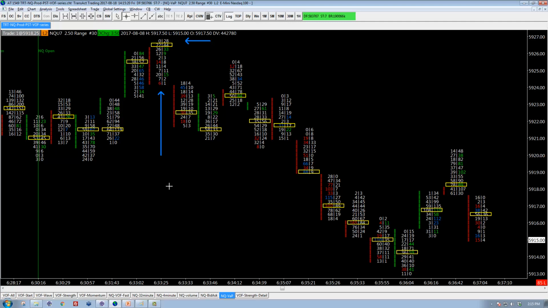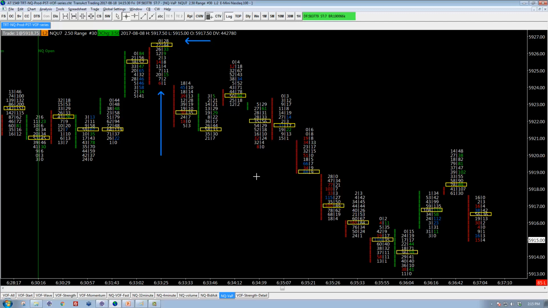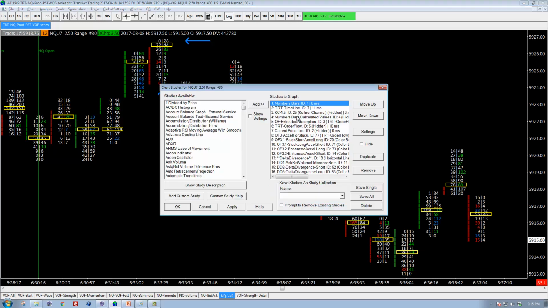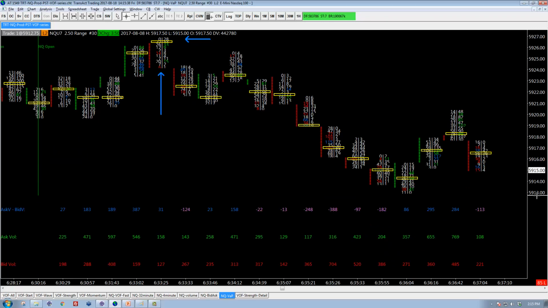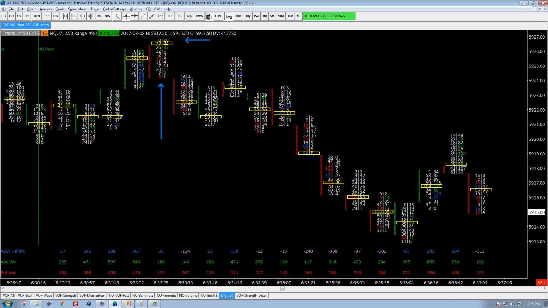amount of buying and selling that occurred at the bid and the ask. To do that, we can very easily see it by using another Sierra Chart built-in study called Numbers Bars Calculated Values. If I unhide that, this is going to display along the bottom here. In this case, I've got it displaying 3 rows. We only care about the green and the red for the moment.